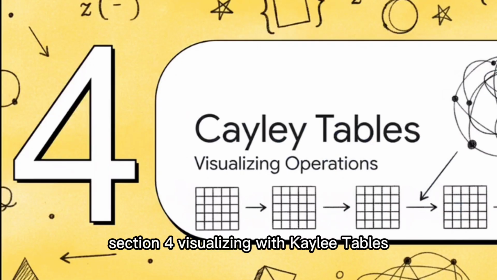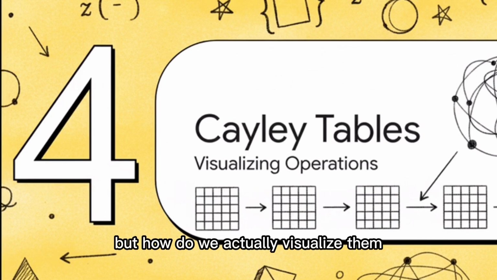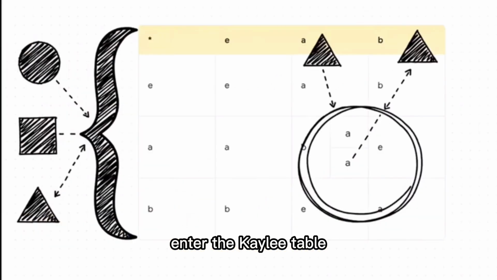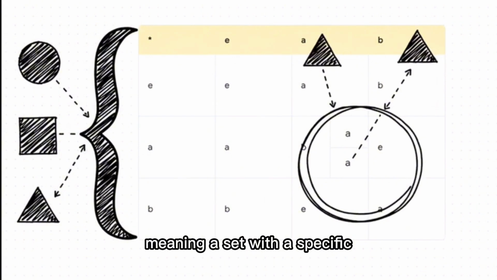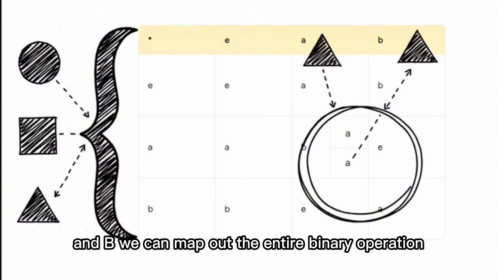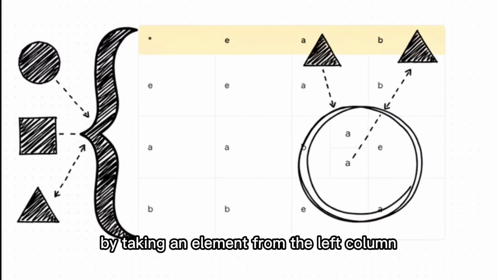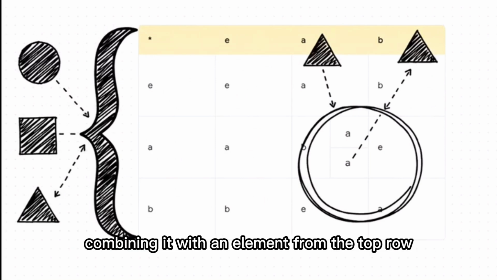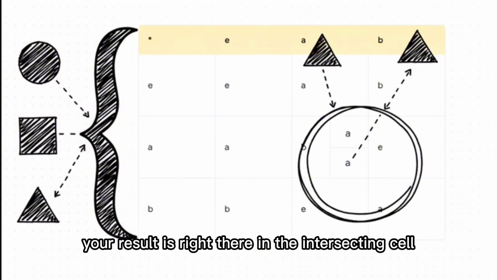Section 4. Visualizing with Cayley tables. Okay, we get the abstract rules, but how do we actually visualize them? Enter the Cayley table. Whenever we're dealing with a finite set, meaning a set with a specific limited number of elements like E, A, and B, we can map out the entire binary operation using a matrix-like grid. You just read it by taking an element from the left column, combining it with an element from the top row, and boom, your result is right there in the intersecting cell.